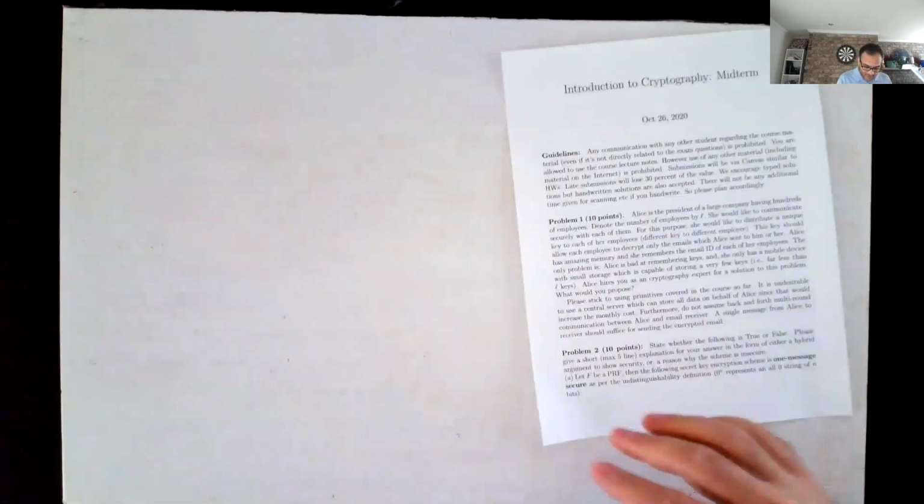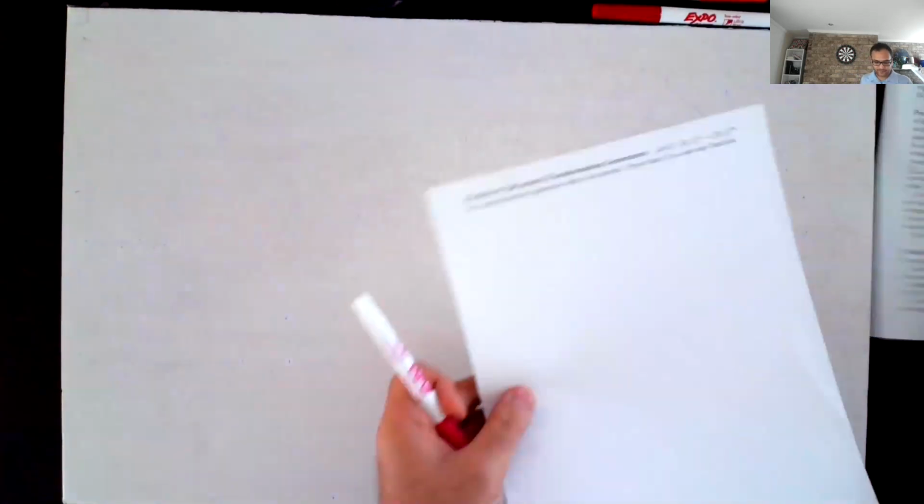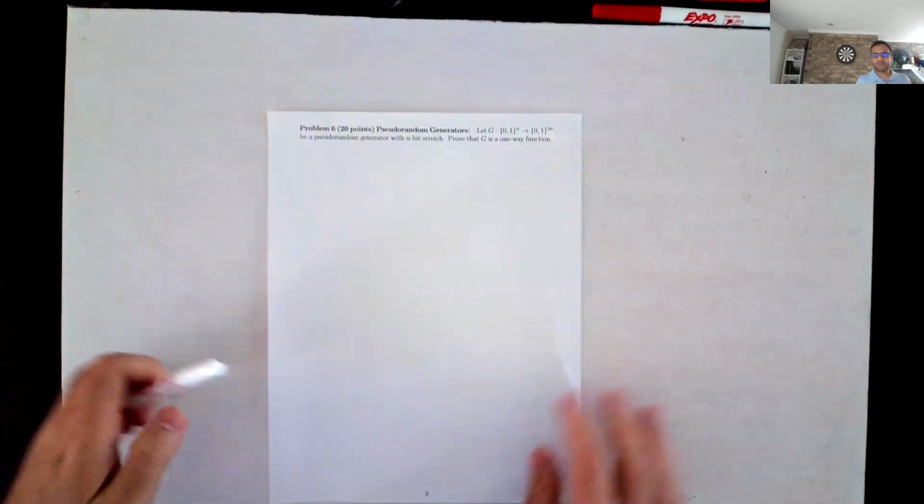So let's continue to the last problem. In the last problem, you are given a pseudo random generator G with n-bit stretch. So it takes an n-bit input and gives you a 2n-bit output. You have to prove that G is also a one-way function.